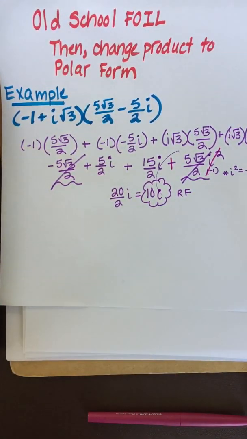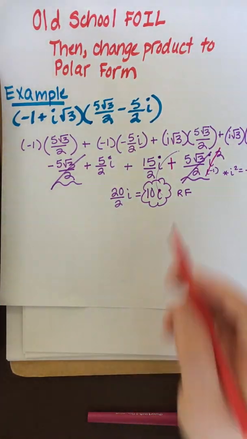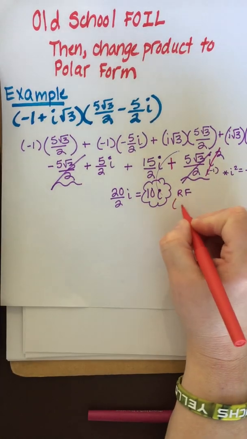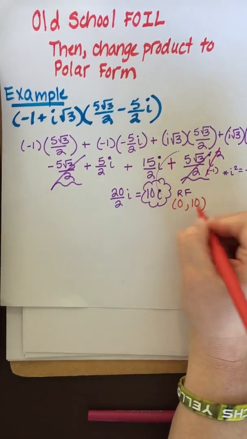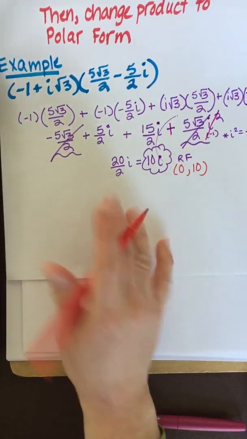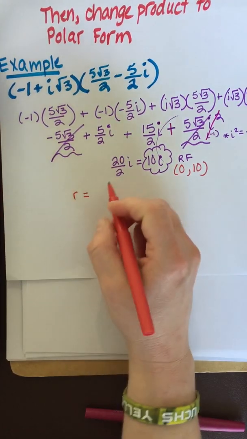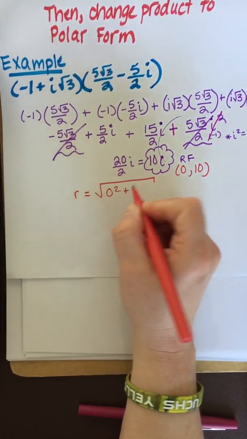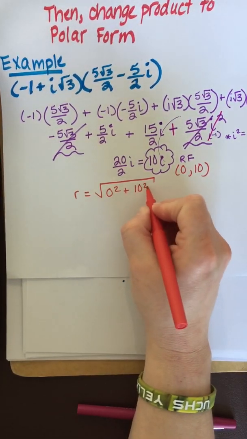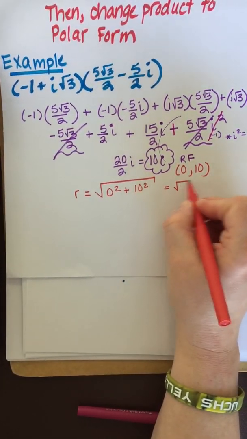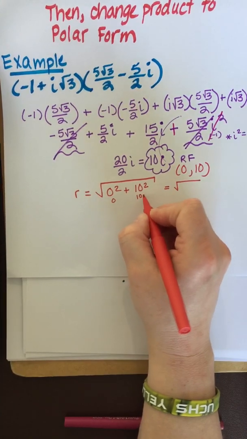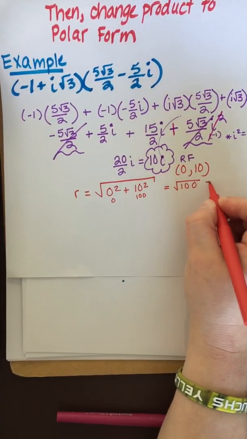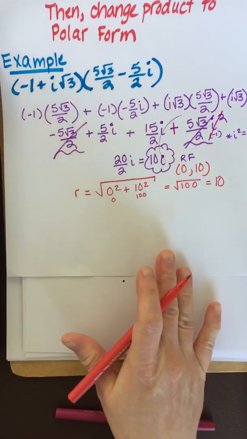So now we want to change that to the polar form. So remember, 10i is just the point, now there's no real part, so that would be 0, 10. So we'll find r first. So r will equal the square root of a squared, which in this case is 0, plus b squared, which is 10 squared. So that's the square root of 0 plus 100. So the square root of 100, which is 10. So that came out pretty.